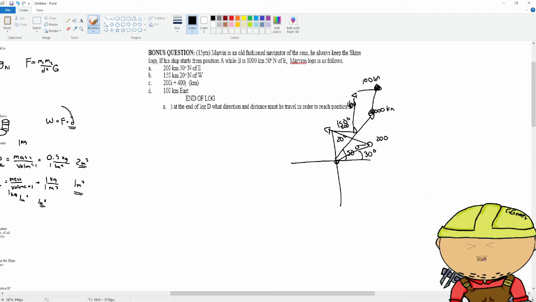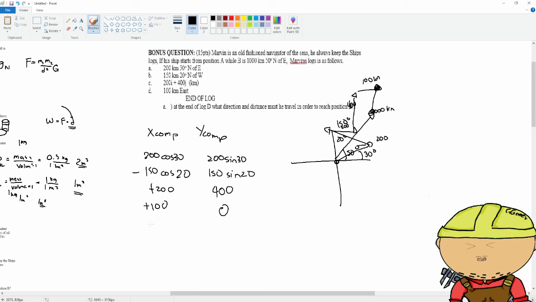So, what is being asked is a missing vector. Let's do the component method. X component, Y component. 200 cosine 30, 200 sine 30, 150 cosine 20, and because it's in the second quadrant, negative X, positive Y, sine 20. Plus 200, that's complex form. When it's in complex form, you just add i for the X, j for the Y. 400 upward, that's 0. Oh wait, east, meaning just positive 100 to the right. Okay, and there's a missing log.